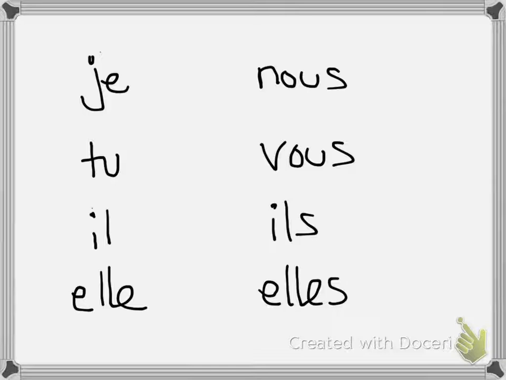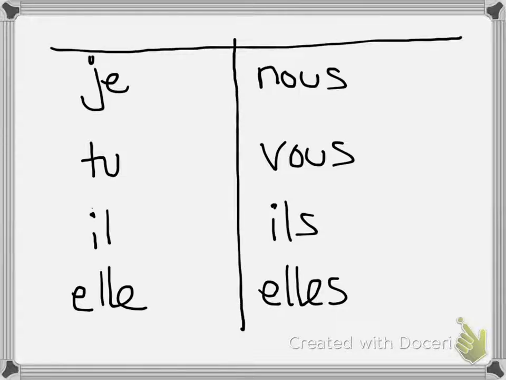So in French, like in English, we have different subject pronouns to talk about different people. So some are singular and some are plural. So these here on the left-hand side are singular, meaning they're talking about one person. These on the right are plural. That means they're talking about more than one person.